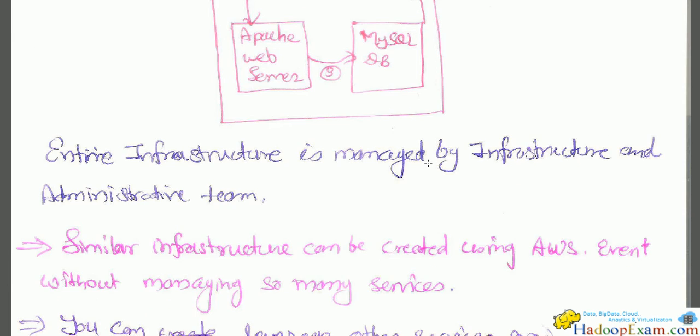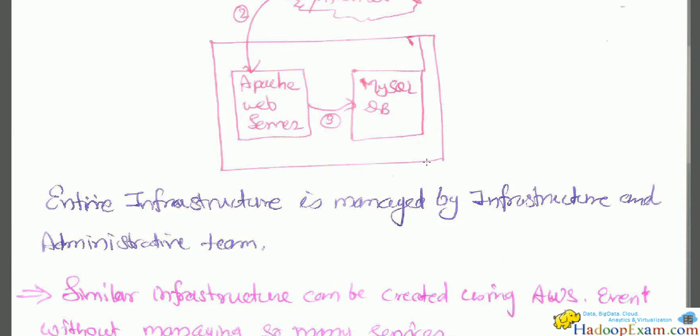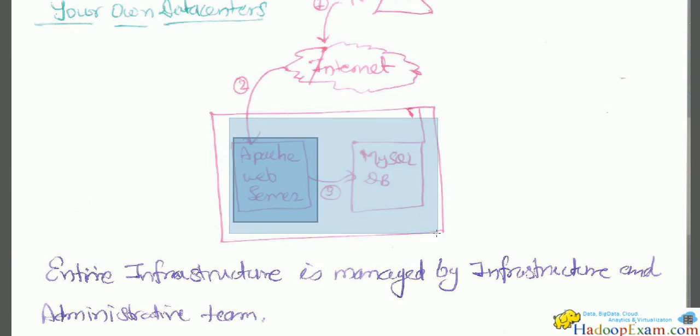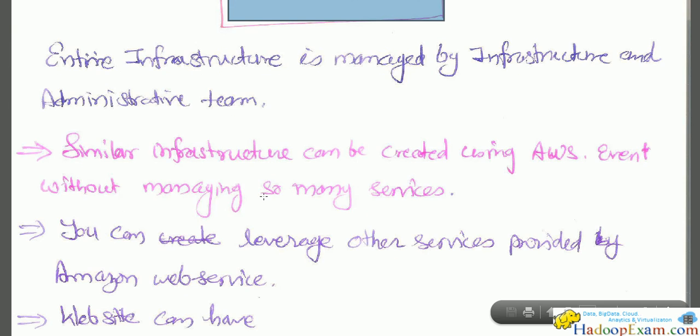Using Amazon Web Services you can create a better architecture. A similar infrastructure can be created using AWS without managing so many resources. Here you are managing MySQL, the Apache web server, the servers on which it is installed, and all the networking-related things in your company. You are managing everything, but you can leverage other services provided by Amazon.